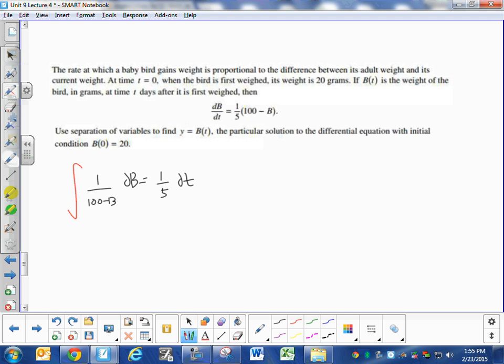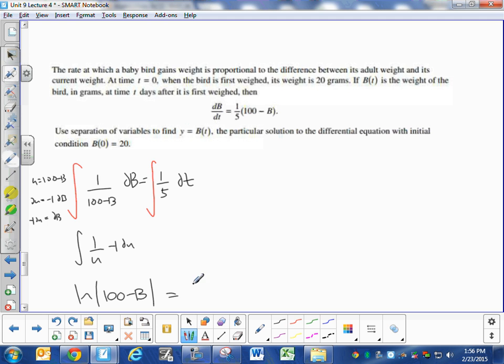Now when we take the antiderivative of both sides, for the antiderivative of 1 over 100 minus b, you'd use U-substitution to see that you need a -1 out in front. Du would be equal to -1 dB. So dB is equal to -1 du. So this would be like 1 over u, -1 du. The antiderivative of that is just log absolute value of u. And that's going to be equal to 1/5 t.